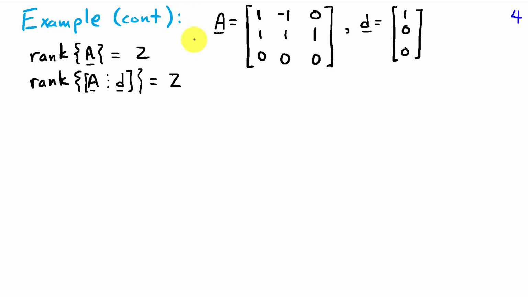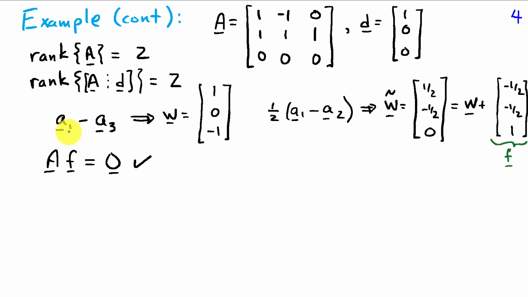Let's revisit the example that we started on the previous slide, where A has columns 1, 1, 0, negative 1, 1, 0, and 0, 1, 0, and d is 1, 0, 0. The rank of A is 2. You can check that there are two linearly independent columns here. The rank of A adjoined with d is also 2 because d lies in the span of these columns of A. In other words, d can be written as a weighted sum of the columns of A.